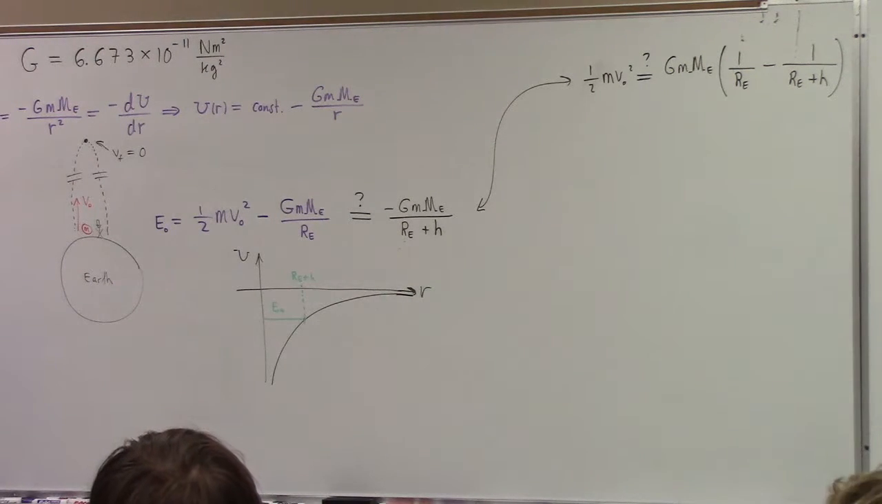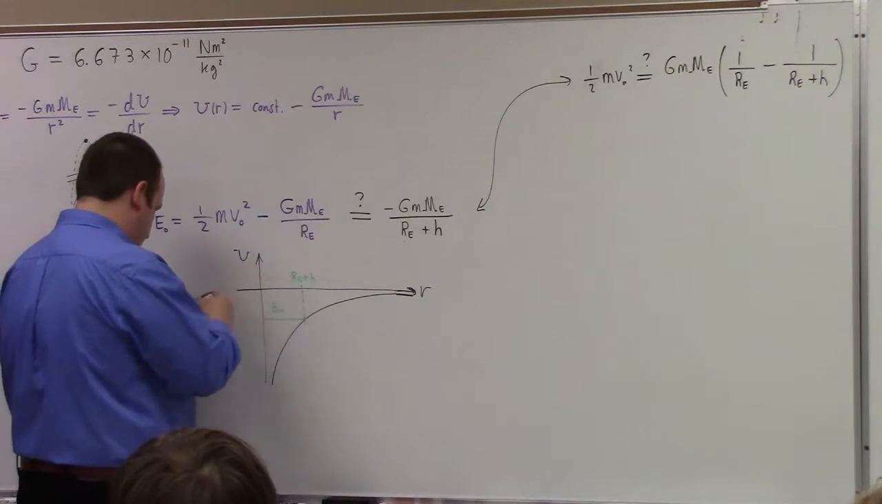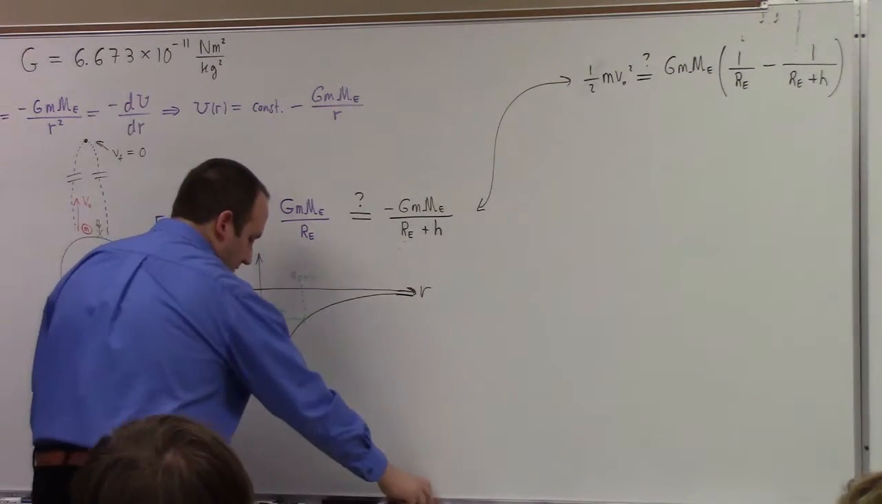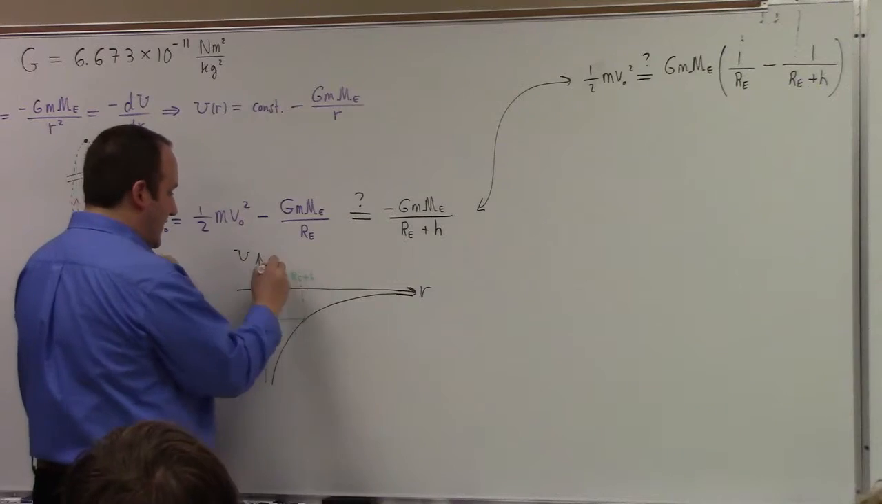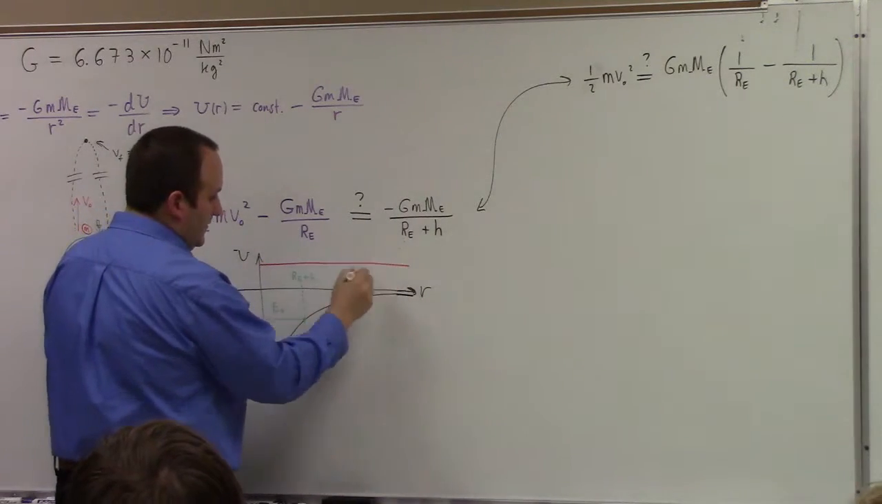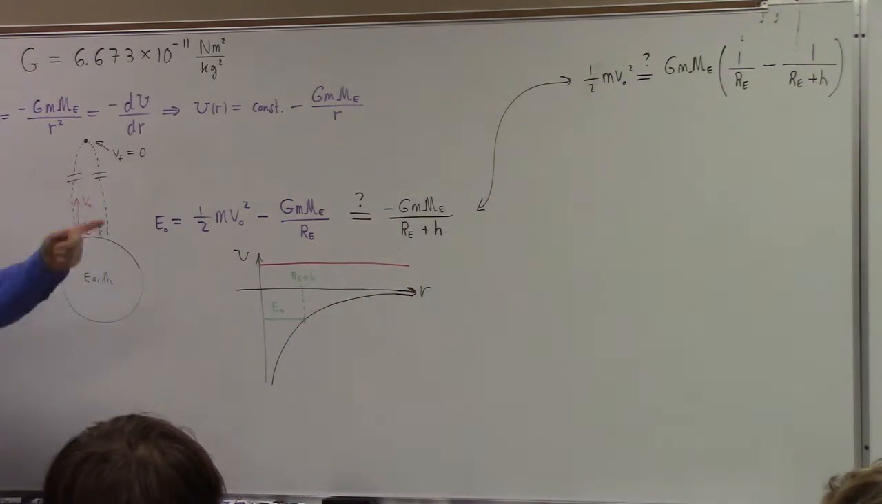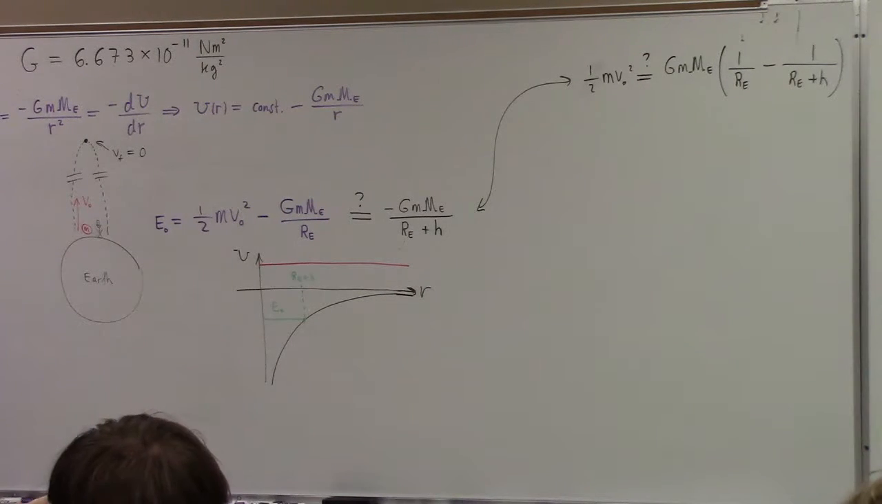But if your velocity is so fast at the start, right, do it in red, if your initial velocity is so fast that your energy is up here, you're going to find that equation has no solution. That doesn't mean physics is wrong. It just means that what you're looking for doesn't happen. It doesn't turn around. It just keeps going.